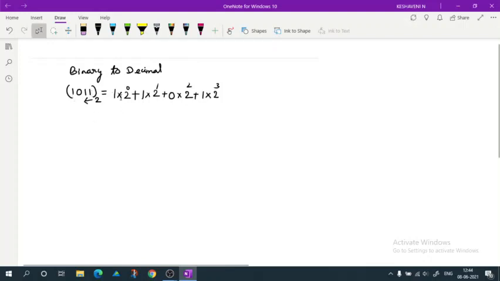Therefore, I wrote first 1 into 2 to the power of 0, next 1 into 2 to the power of 1, next 0 into 2 to the power of 2, next 1 into 2 to the power of 3. This can be written as, now see, 2 to the power of 0 is 1. So 1 into 1 plus 2 to the power of 1 is 2. So 1 into 2 plus 0 into 2 to the power of 2 is 4 plus 1 into 2 to the power of 3. 2 to the power of 3 means 2 into 2 into 2. So 2 into 2, 4. 4 into 2 is equal to 8. Therefore, 2 to the power of 3 can be written as 8.